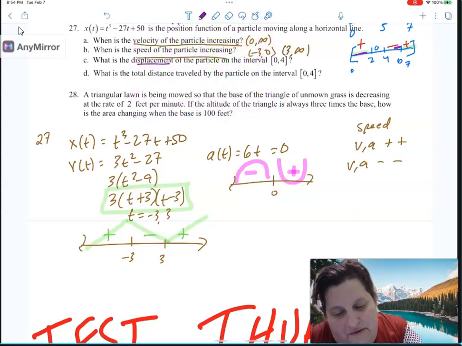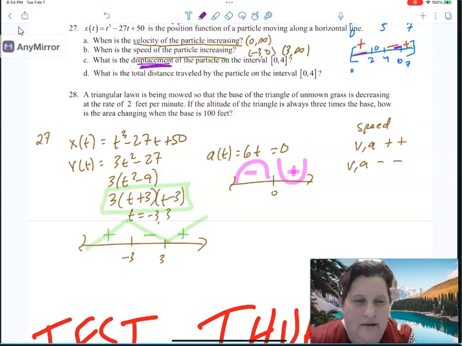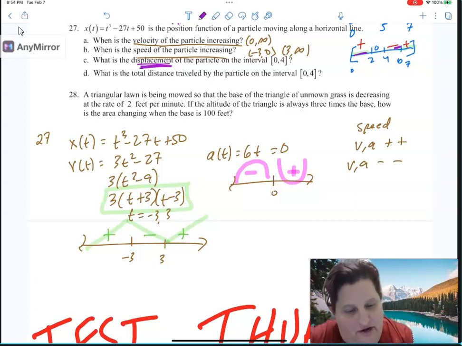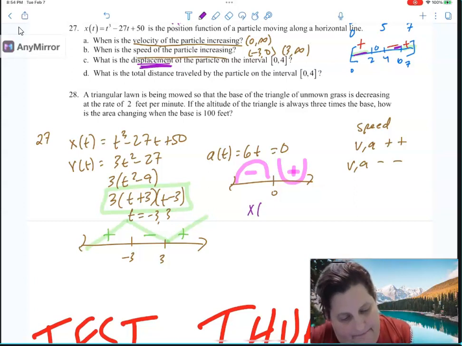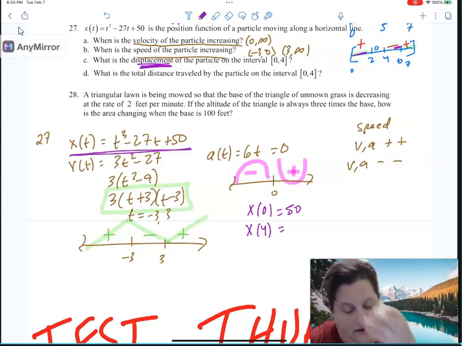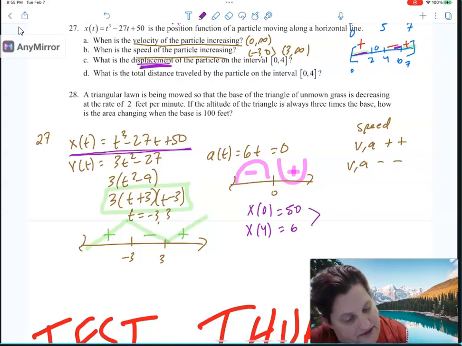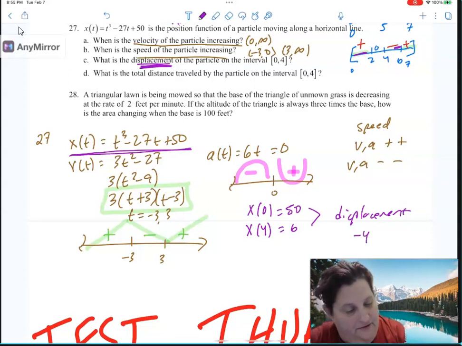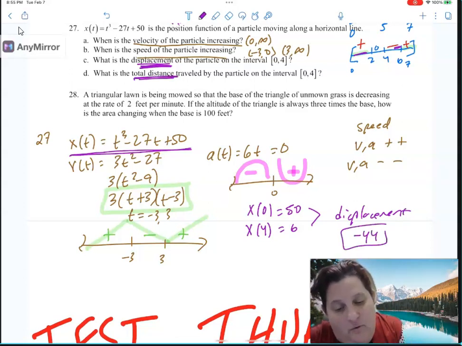Displacement, you guys. Displacement means where it starts, where it finishes. So from 0 to 4. At time 0, I'm plugging that in here, and I get 50. I'm plugging 4 in here. At time 4, I get 64 minus 27 times 4 plus 50, which is 6. The displacement is -44.